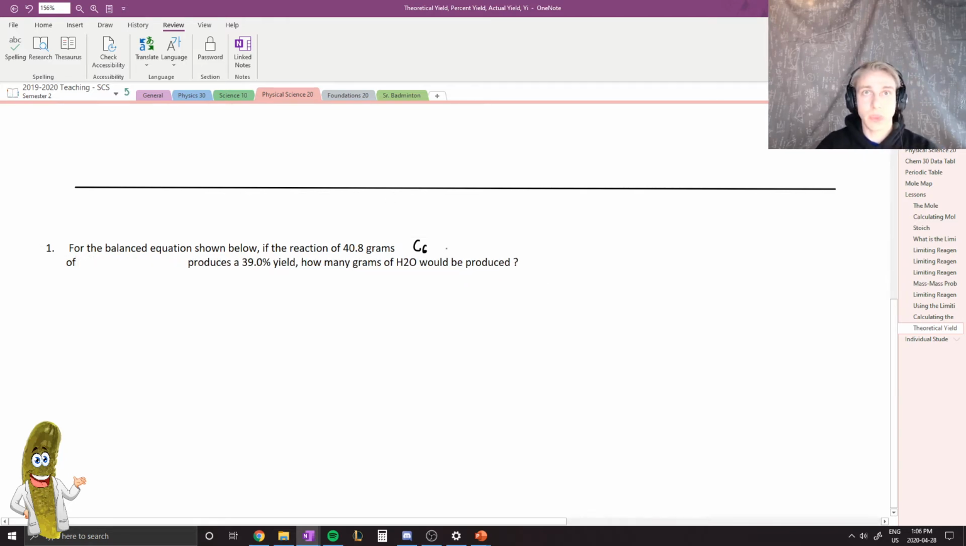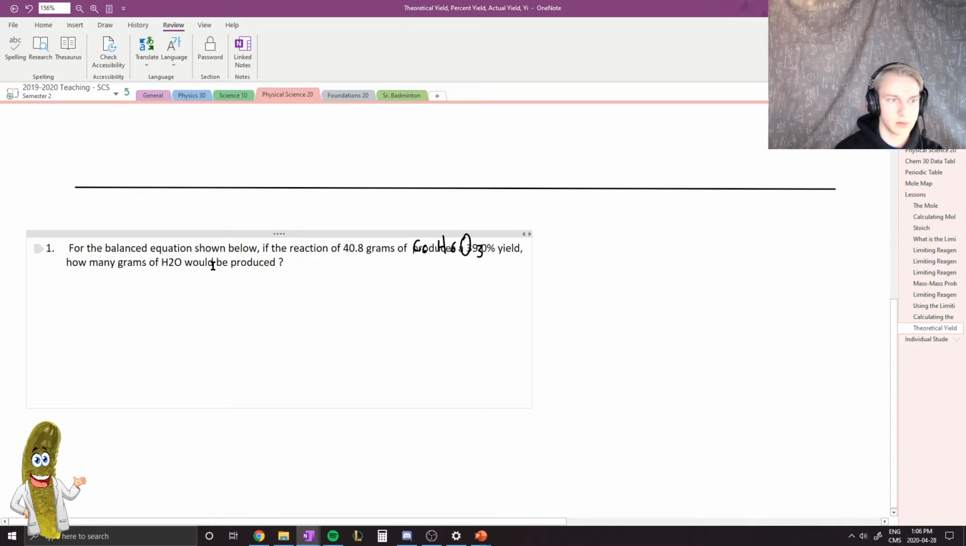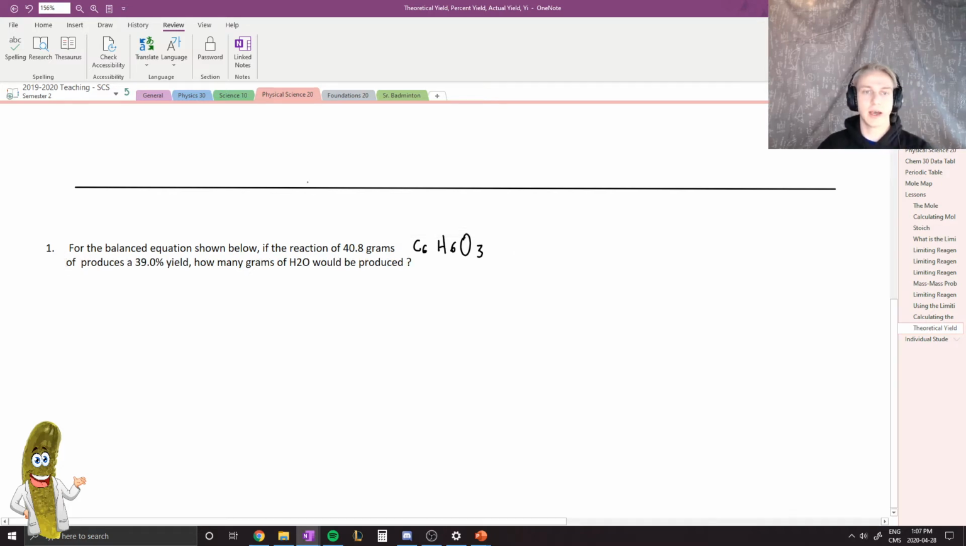C6H6O3, C6H6O3. And the question that is on the website here, sorry, I don't know why that's being funky. Anyways, the question gave us the balanced formula. It gave us C6H6O3 plus 6 oxygens goes to form 6 carbon dioxides and 3 waters.